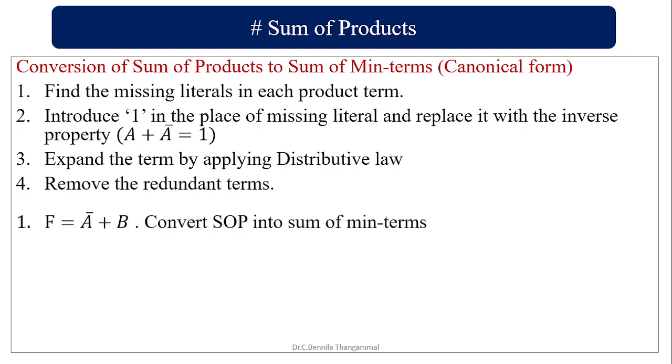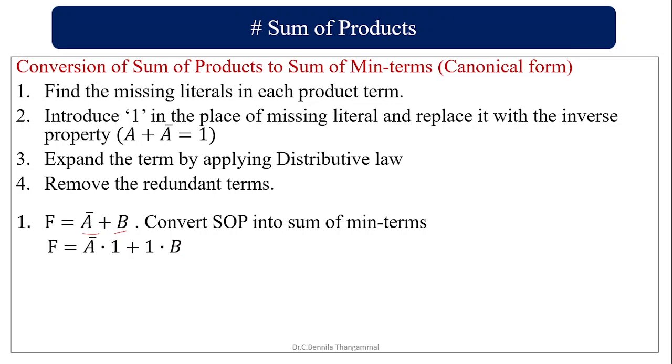So we'll solve some problems here. F is equal to A bar plus B. Convert this SOP into a sum of min terms. This is a Boolean function. How many input variables do you have here? Two input variables, A and B. So this is said to be a sum of terms. But in this term the Boolean variable B is missing, and in this term the Boolean variable A is missing. So what have I identified? In this term B is missing, in this term A is missing.